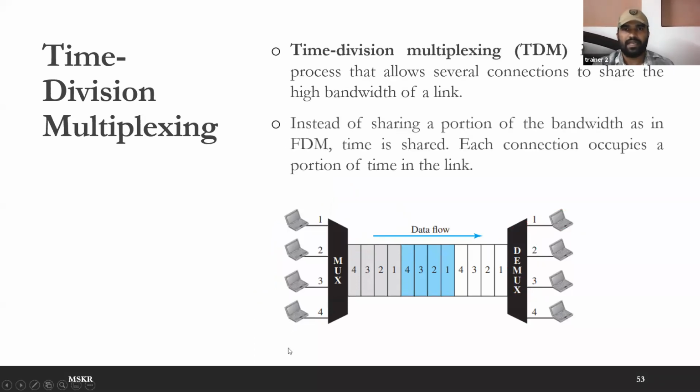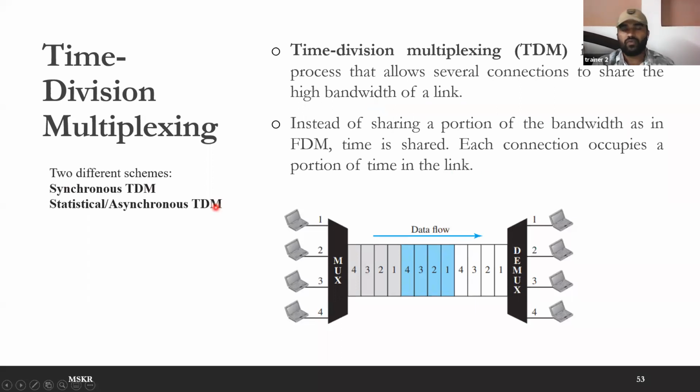Time division multiplexing is a digital process, whereas the previous two are analog processes, remember. It allows several connections to share the high bandwidth of a link, which is very high compared to the individual connections. Here, instead of sharing a portion of the bandwidth, you share it with respect to time. Each connection gets a portion of time in the link.